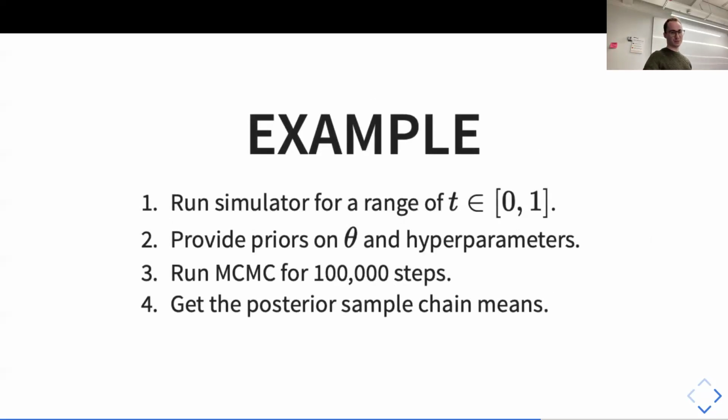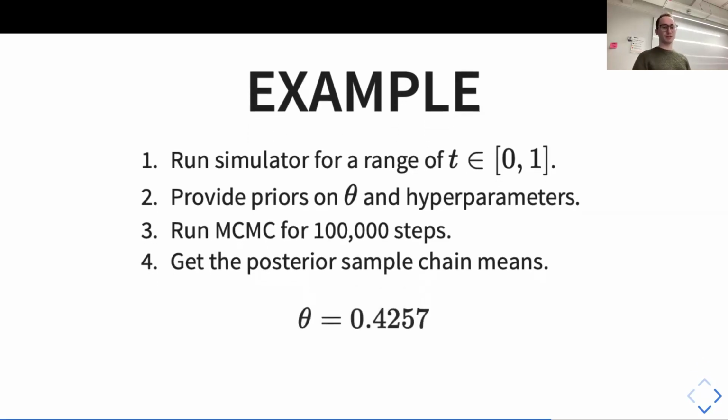So what do we do? We run the simulator for a range of values in t, in this case, all the t values between 0 and 1. We provide some priors on theta and the hyperparameters. What they are doesn't particularly matter in this case, just that they are provided. We run an MCMC algorithm, in this case for 100,000 steps, and we get some posterior samples, and we find that theta is equal to this.